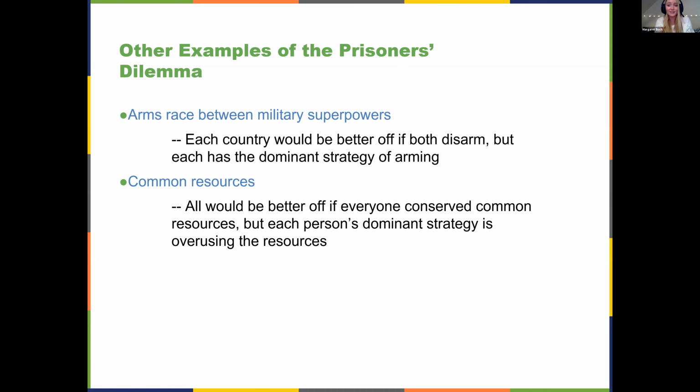So everyone that wants to use the lake for fishing would be better off if not everyone tried to take all the fish for themselves, but each person has this dominant strategy to want to overuse the resource, overfish the lake, because they don't want to be the one left without any fish at the end of the day. So analyzing common resources is another example of the prisoner's dilemma.